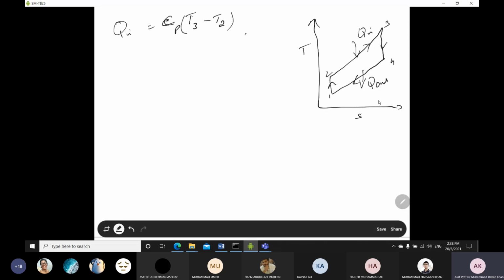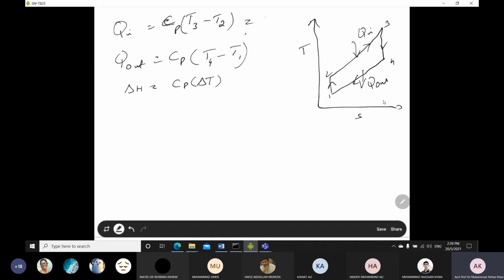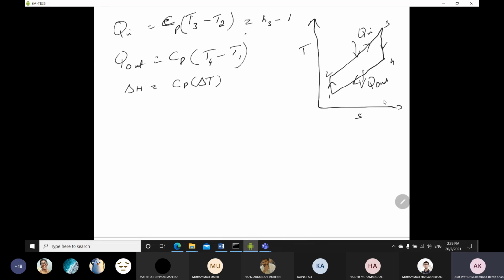Then there will be a Q out. Q out is also at constant pressure, 4 to 1, so we can say Cp T4 minus T1. As you already know, delta H, the change in enthalpy, is equal to Cp delta T. So we can also say it will be equal to H3 minus H2, and for Q out, H4 minus H1.